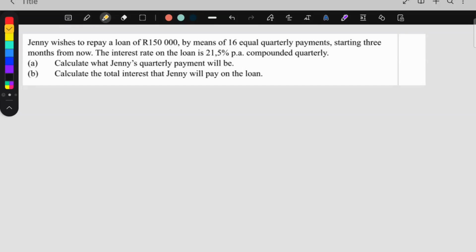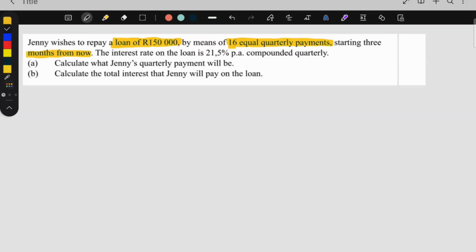Okay, let's look at our next example. It says, Jenny wishes to repay a loan of 150,000. So that is the value of the loan by means of 16 equal quarterly payments. So they give you the number of payments, eh? You're going to make 16 payments. And it says you are starting 3 months from now.